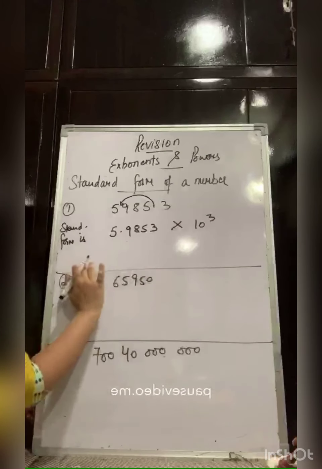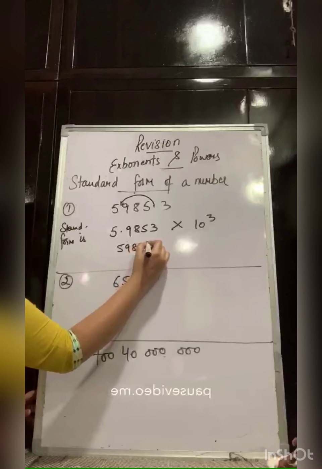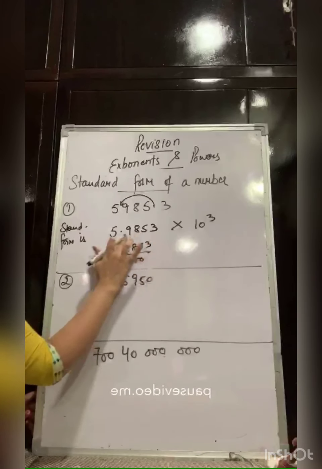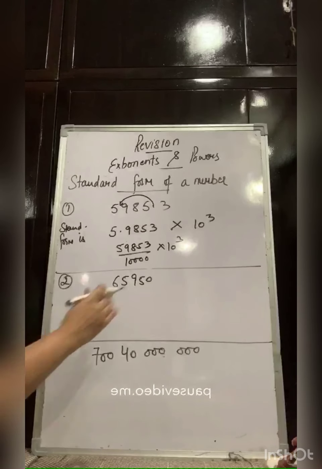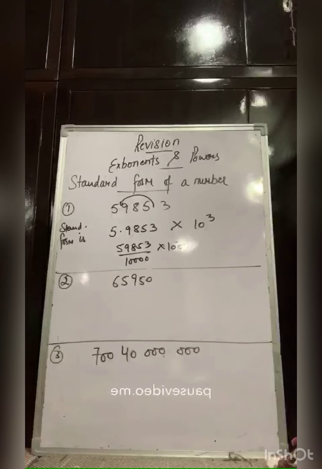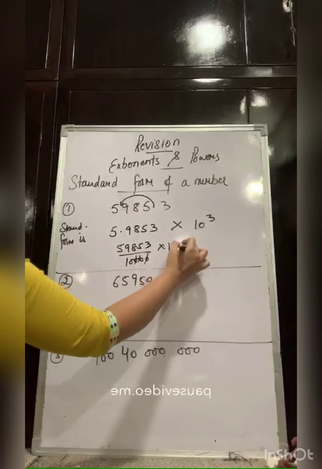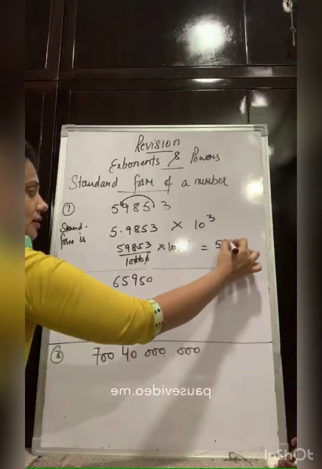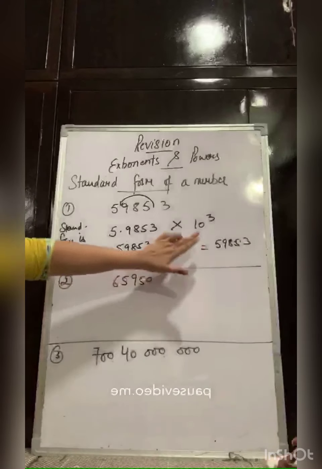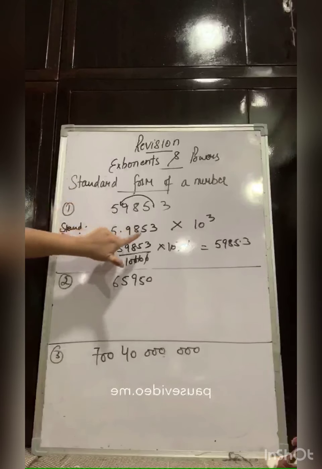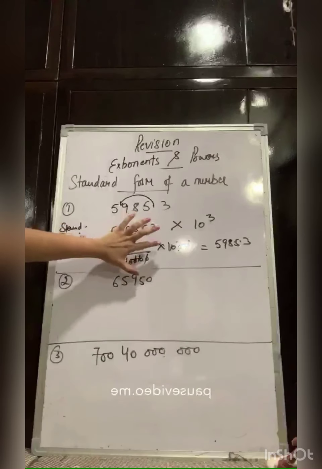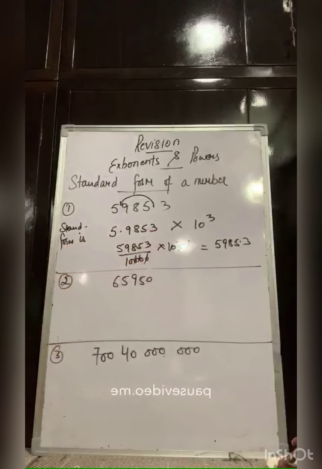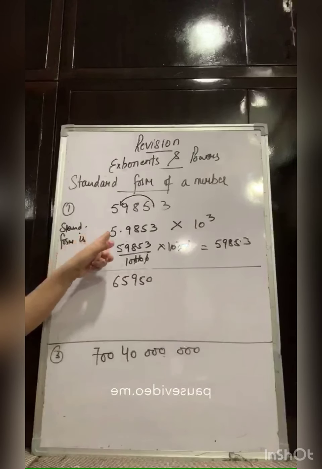Let us solve it, just for checking. After the decimal 4 digits into 10 to power 3. Now 10 to power 3 means 1000. If you solve this, what you will get? Again we will get the same number which was in the question. So we are not changing our number. We are just changing its form so as to represent the number in standard form.